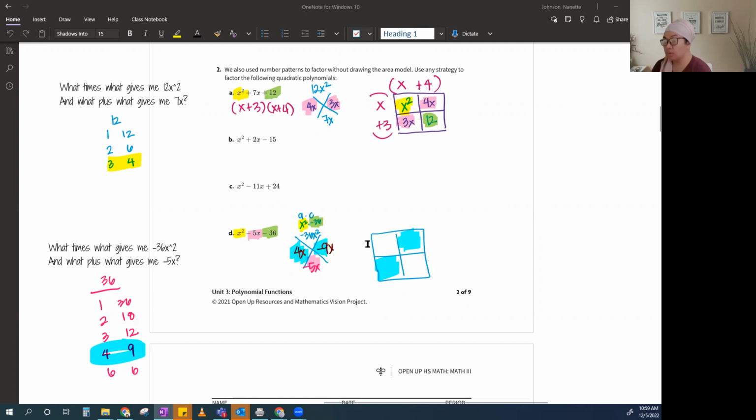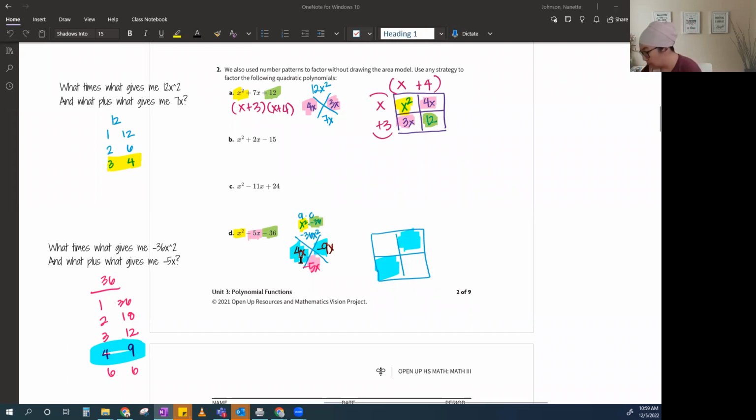You guys all comfortable with that? And then I'll check. 4x times negative 9x, that's negative 36x squared. Check. 4x minus 9x is negative 5x. Does everybody see why this has to be the answer? It has to be the answer. It cannot be anything else.